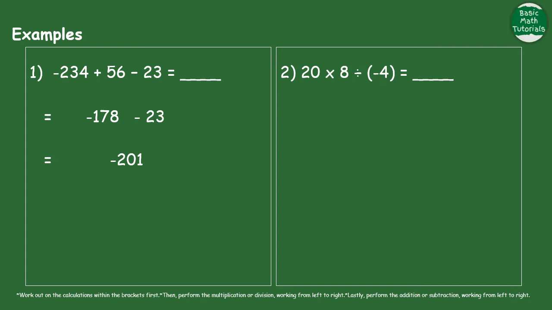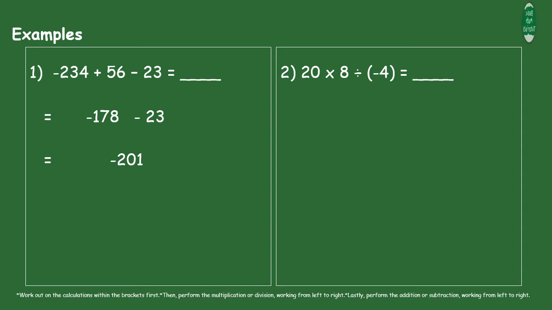20 times 8 divided by negative 4. As you can see, we have a bracket here, a parenthesis rather, but it just serves as a notation that this number is negative. Oh look, we just have multiplication and division. Just remember that we have to work on it from left to right.